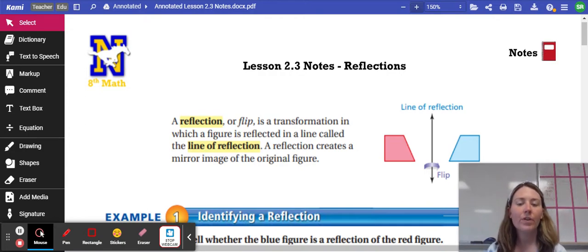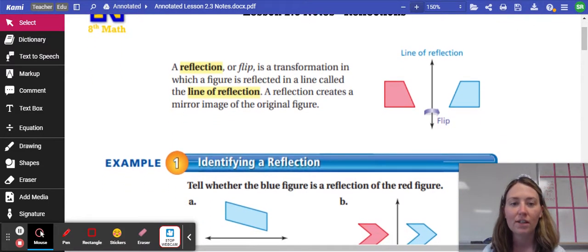Hi guys, today we're going to be going over the notes for lesson 2.3, and this lesson will be on one of our 4 types of transformations. This is called reflections. So let's start with the definition of a reflection.